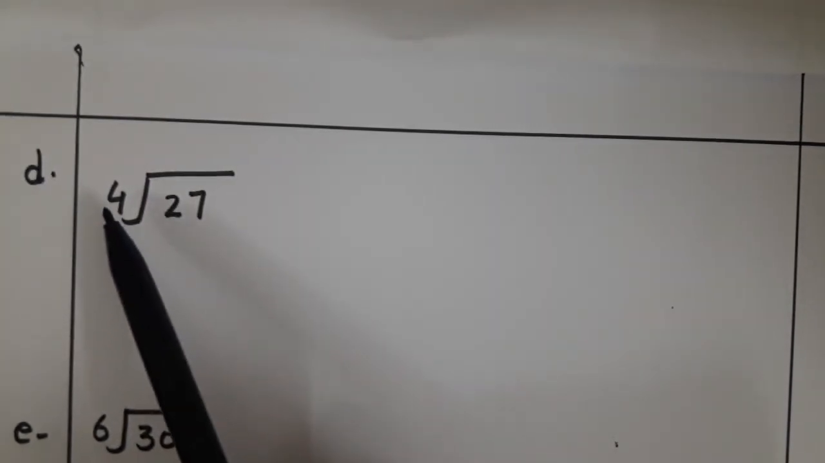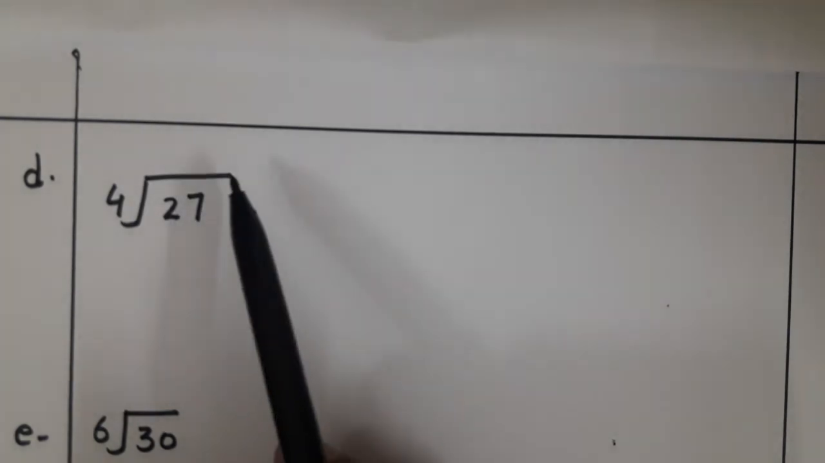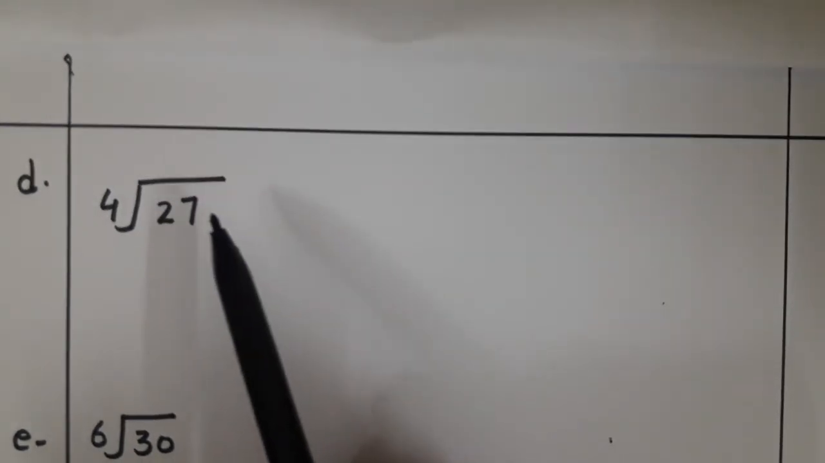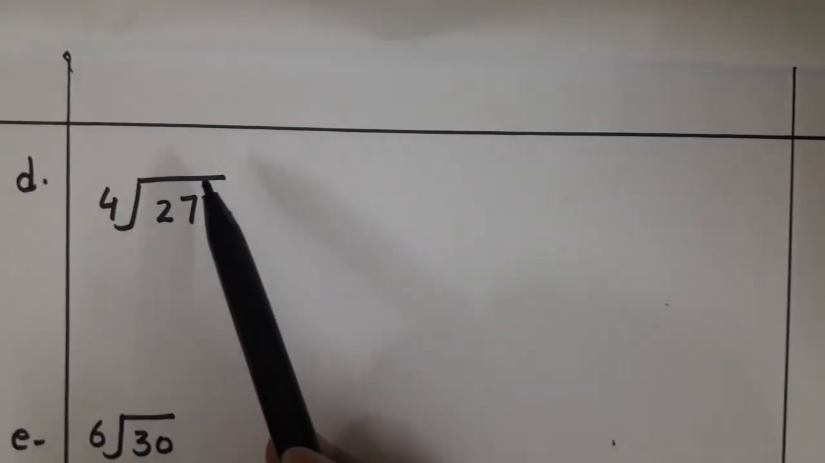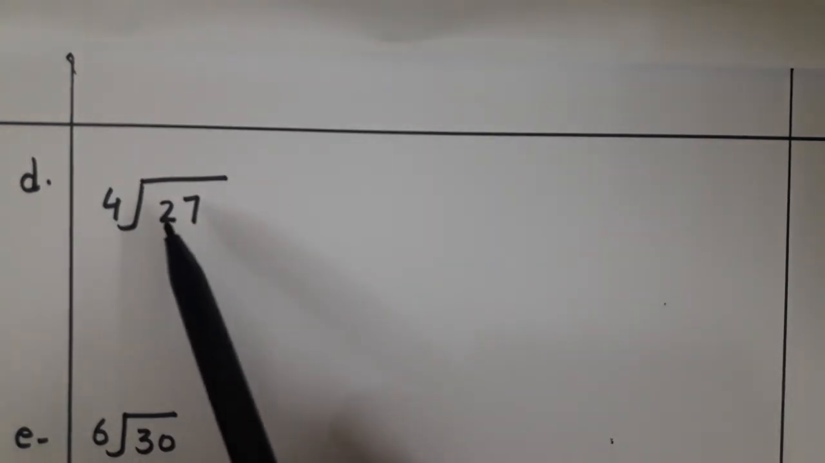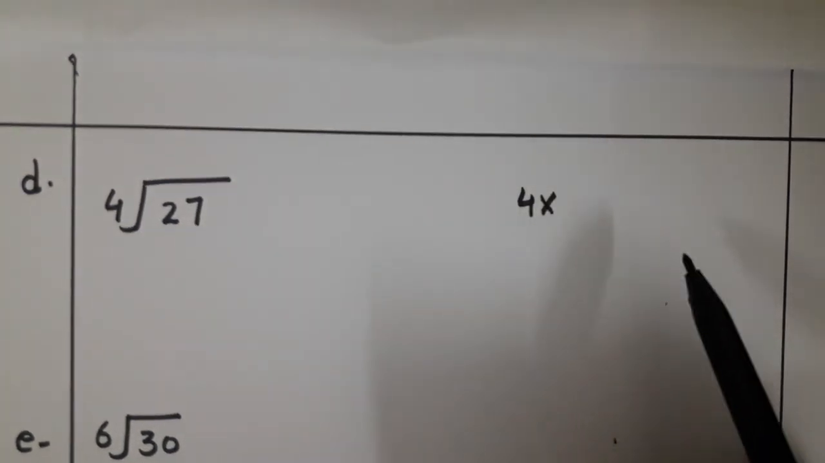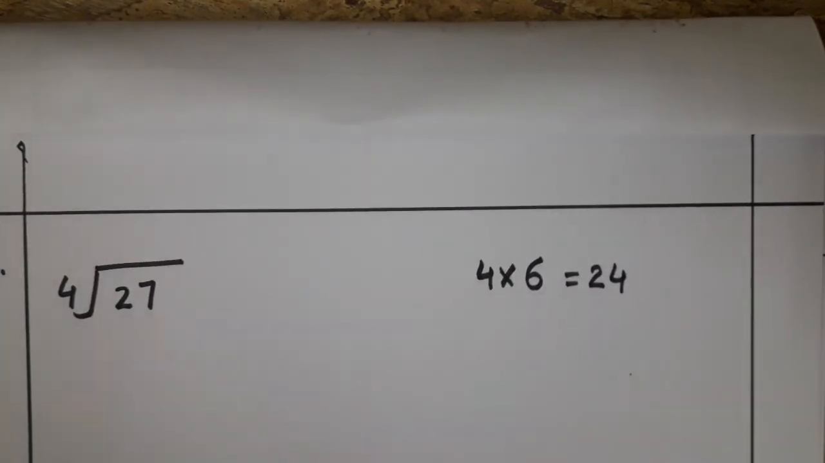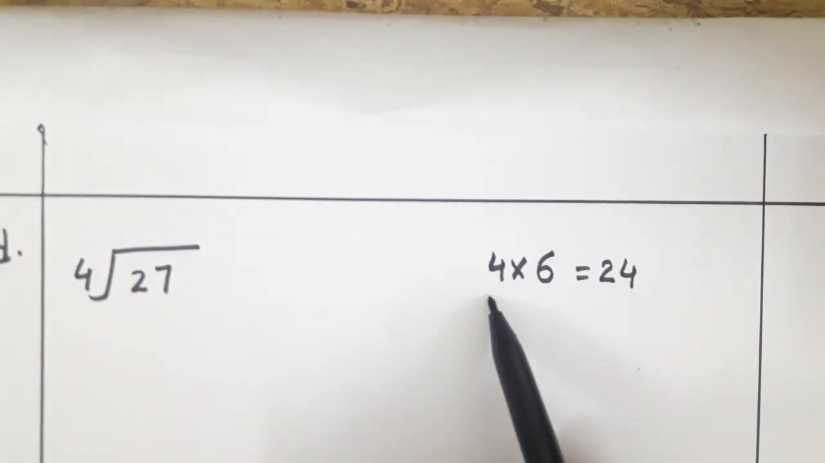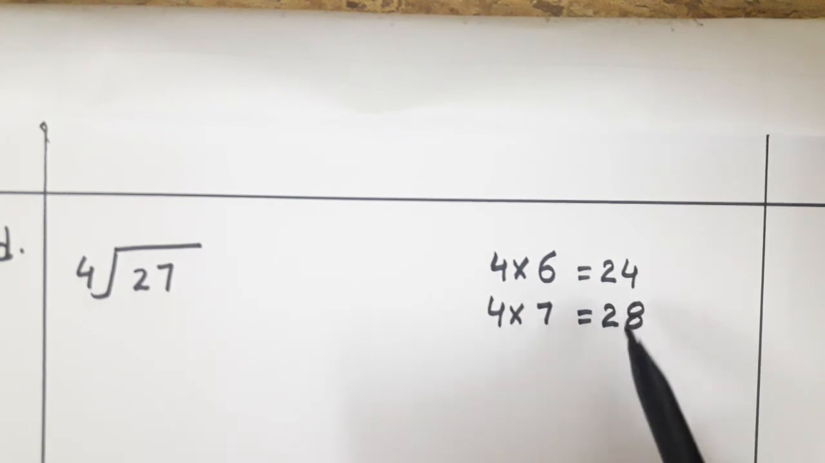Okay students, next part D: 27 divided by 4. So students, read the table of 4. 4 ones are 4, 4 twos are 8, 4 threes are 12, 4 fours are 16, 4 fives are 20, and 4 sixes are 24. So 24 is very close, so you can write here 4 sixes are 24 and 4 sevens are 28. So students, which number will you pick?